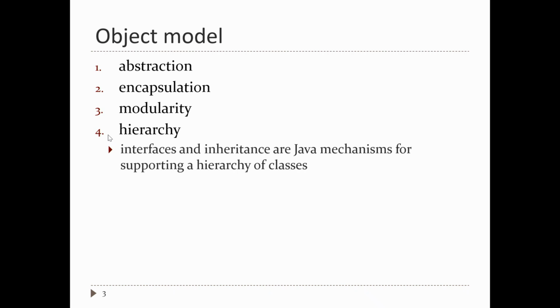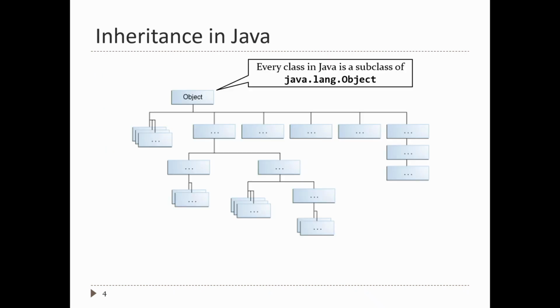If you recall from roughly 4 or 5 weeks ago now, I introduced what's called the object model, and the object model has these 4 components. At the time I introduced it, I told you that hierarchy was the 4th component, and we weren't ready to talk about it at the time. Well, now you've seen hierarchy. We've seen interfaces, and today you'll see inheritance. These are the mechanisms that Java uses for supporting a hierarchy of classes.